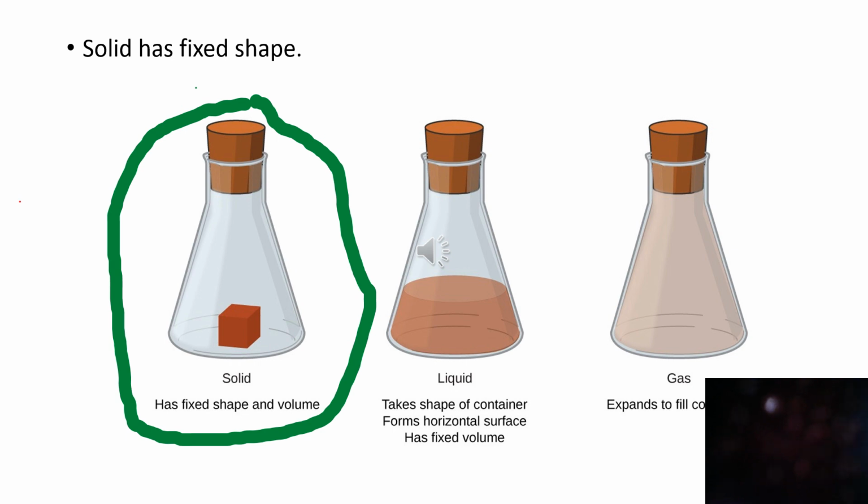Okay, the third property of solid. Solid has fixed shape. Even though you put the solid into the conical flask, you can see in the picture, in the green circle. Conical flask tu ialah kelalang kon, yang bentuk kon. Even though you put the solid into the conical flask, it doesn't change the solid shape. It's still the original shape of this cube.